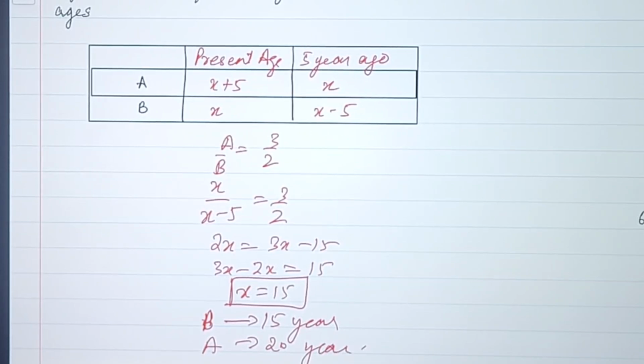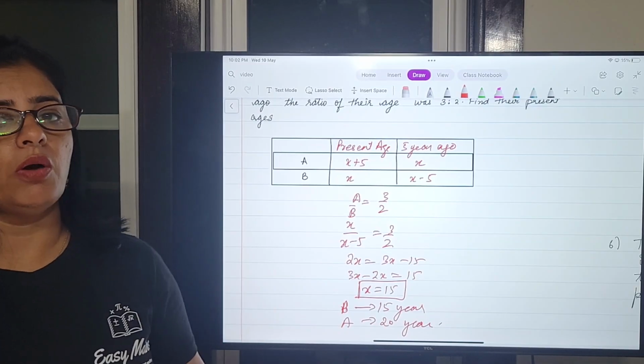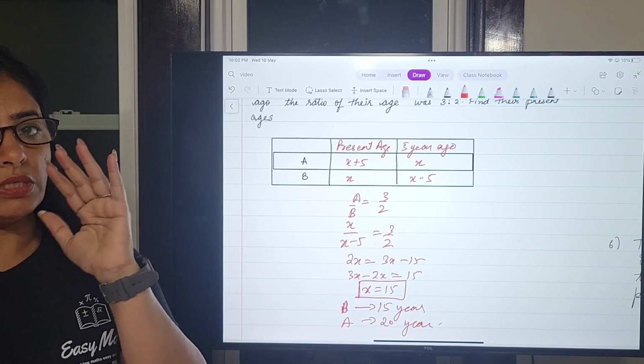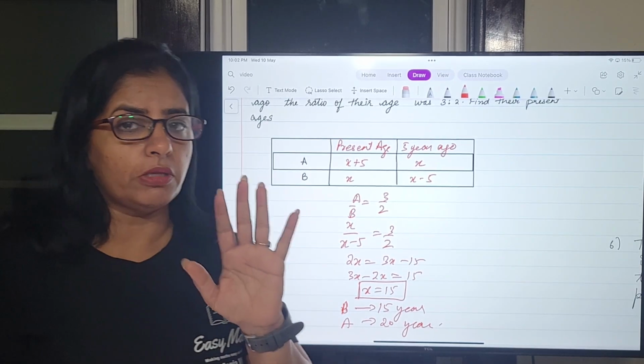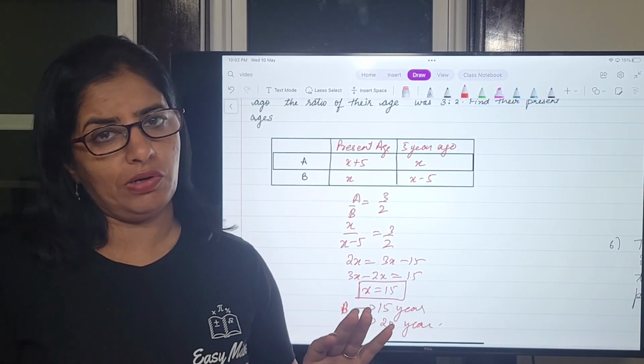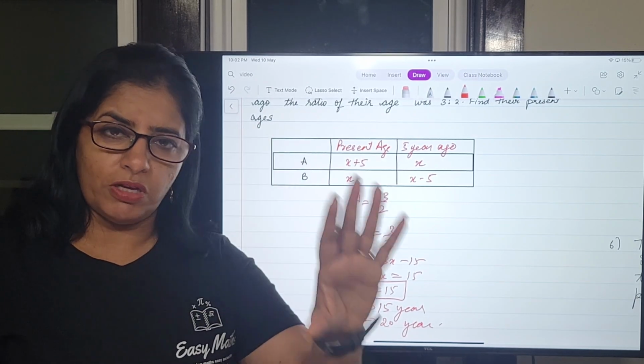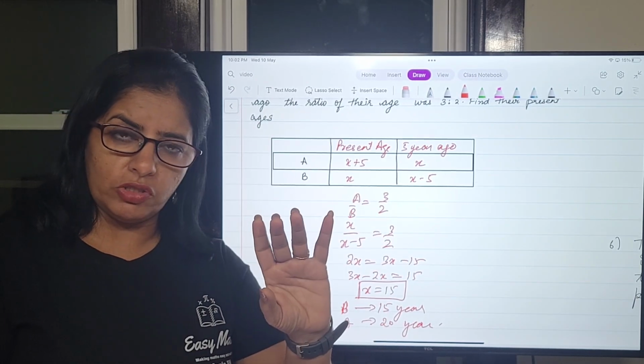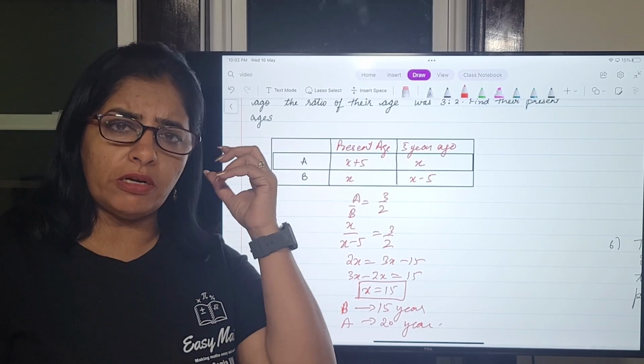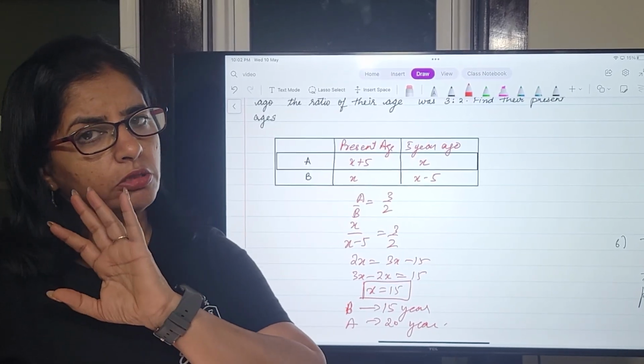I hope you can see how I am making the chart, how I am putting the relationship. So this is a short method of solving all the age related questions. You have to first make the chart, then apply the relationship. The moment you apply the relationship in the chart, you are not supposed to get confused.